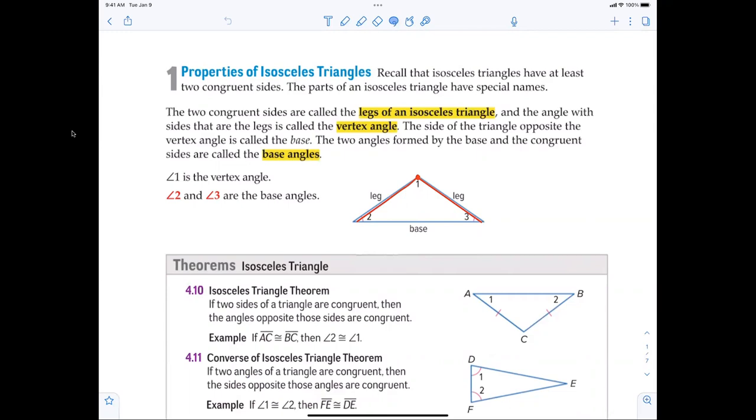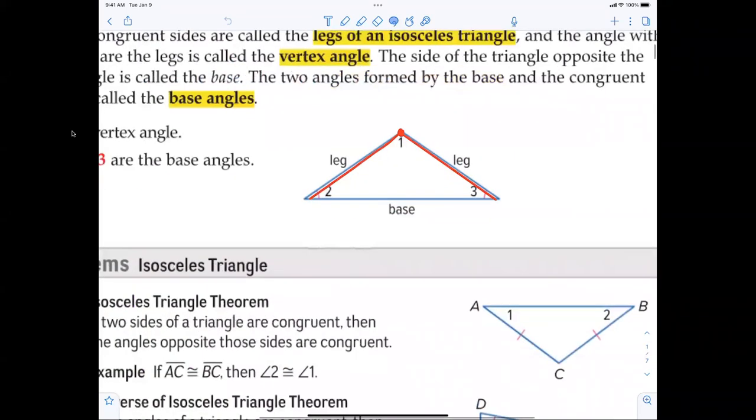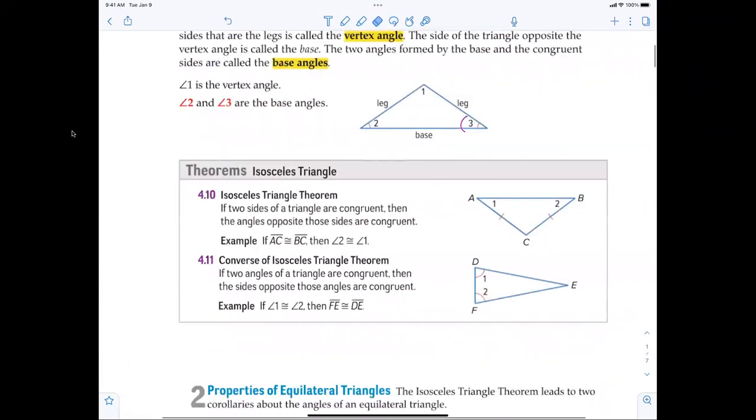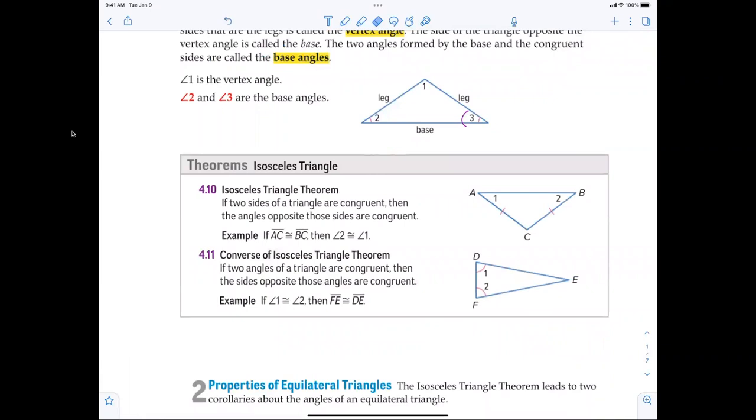The third side is called the base. We say that if two sides of a triangle are congruent, then the base angles are congruent. So we would say angle 2 is congruent to angle 3 here. Everybody happy with that? The two sides that are congruent are called the legs, and the third side is considered the base. That is an actual theorem that is very easy to prove. In an isosceles triangle, if two sides are congruent, then the angles opposite those sides are congruent, or the base angles are congruent. That is a theorem.